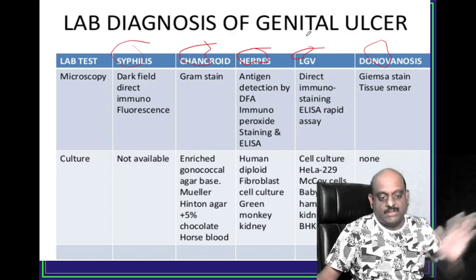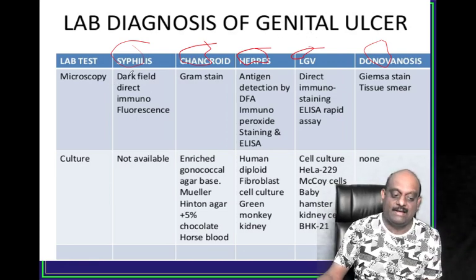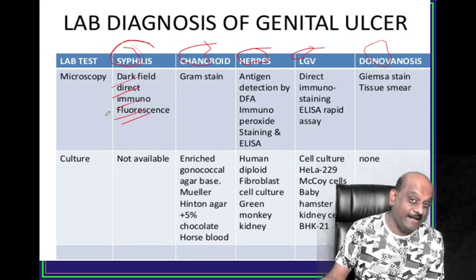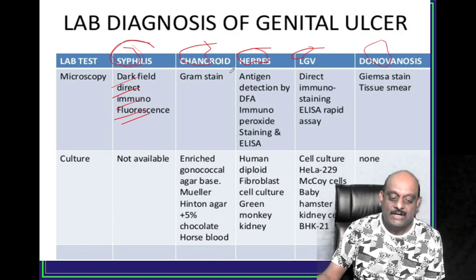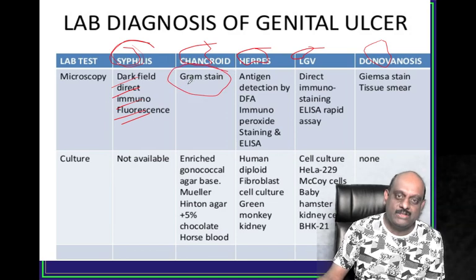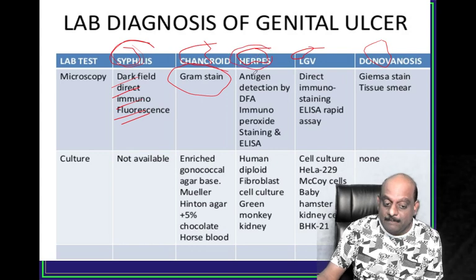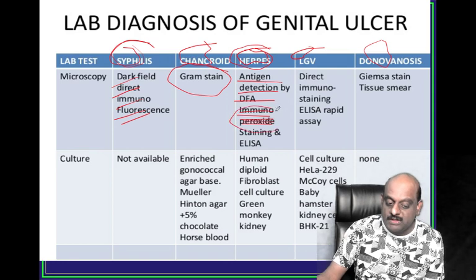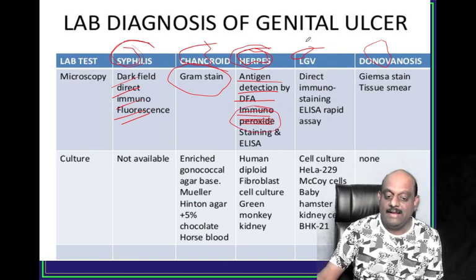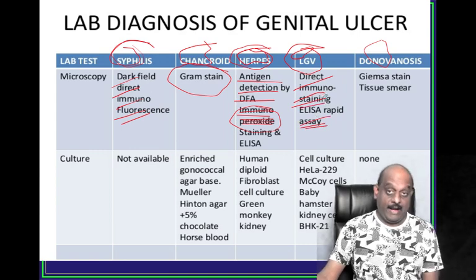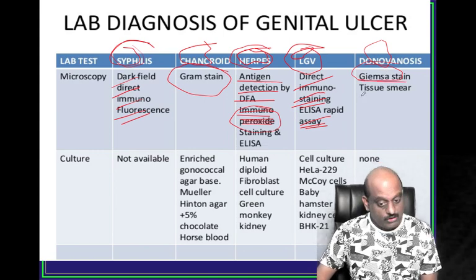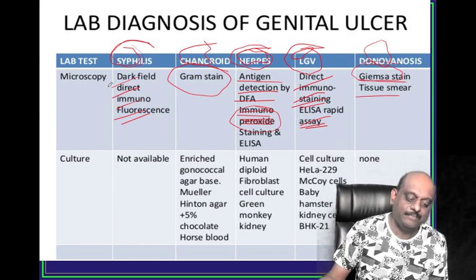you make a diagnosis of a genital ulcer? In syphilis, you do dark field direct immunofluorescence test and dark field examination. You all know. Chancroid, we do gram stain because of Haemophilus. Then herpes, antigen detection by doing direct immunofluorescence test, ELISA. Then lymphogranuloma venereum, direct immunofluorescence staining and ELISA. And donovanosis, Klebsiella granulomatis. So genes are stained and tissues we have.